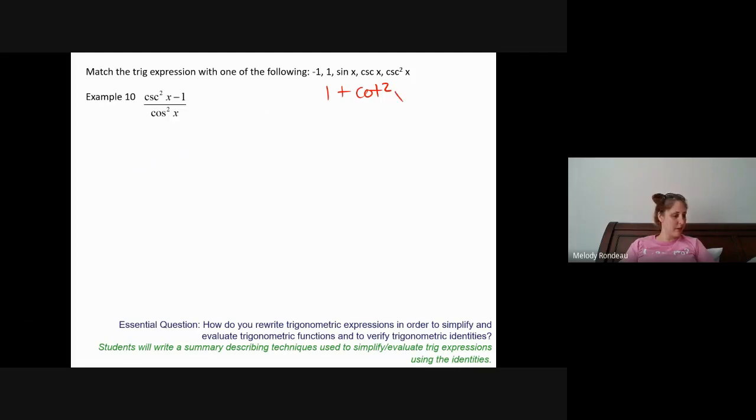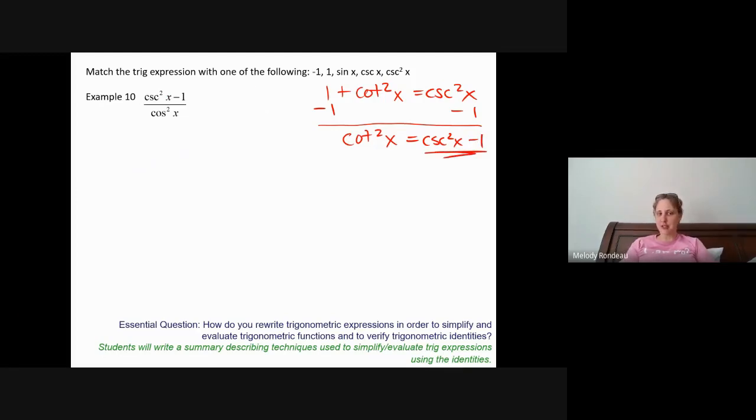Cotangent squared x equals cosecant squared x. So it kind of looks like that one, but not quite. This one I see I have cosecant squared x minus 1. We didn't talk about this a ton, but these Pythagorean identities, you can move them around a little bit. If I subtract 1 from both sides of this Pythagorean identity, I have cotangent squared x equals cosecant squared x minus 1, and that matches perfectly what I have in my problem. So I'm going to steal this as a replacement for cosecant squared x minus 1.